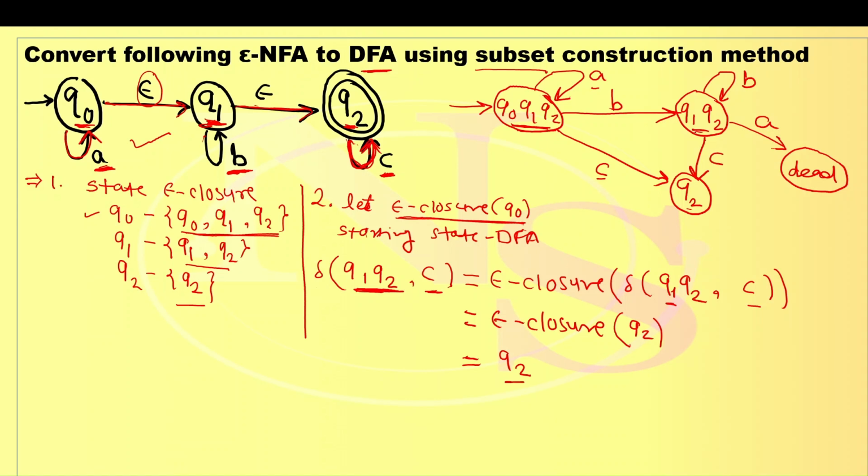This way we have transition for A, B and C from the Q1 Q2 state. Now what is the new subset here? Subset is Q2. So repeat the same process for Q2 also. So delta Q2 on reading A. Let me rewrite this.